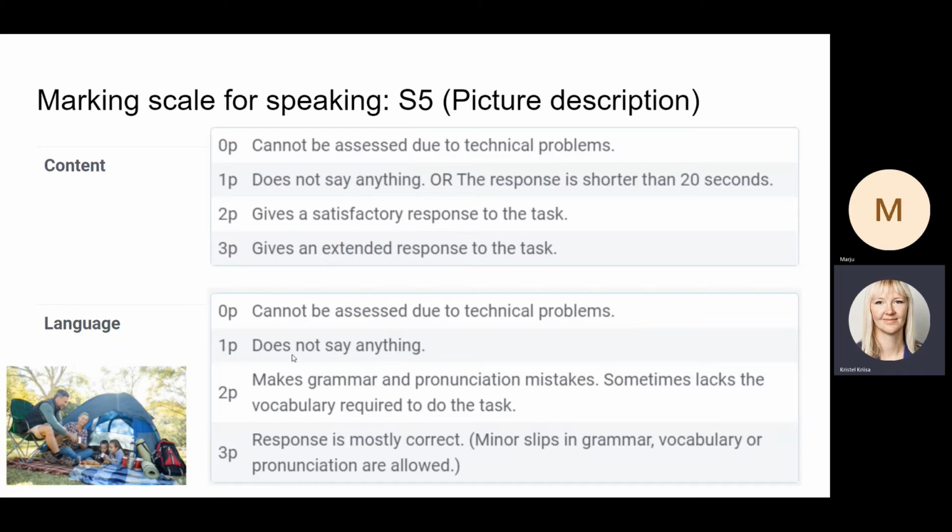Language, it's the same philosophy here as well. If they make grammar and pronunciation mistakes, or they sometimes lack the vocabulary required to do the task, you can give them 2 points. And if their response is mostly correct, with minor slips, you can give them 3 points.